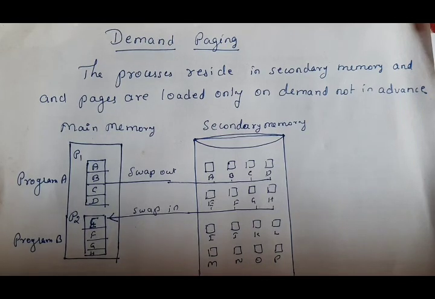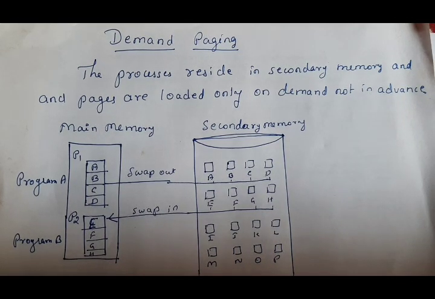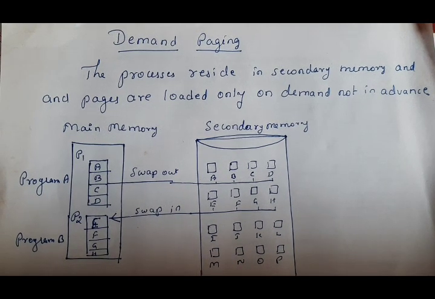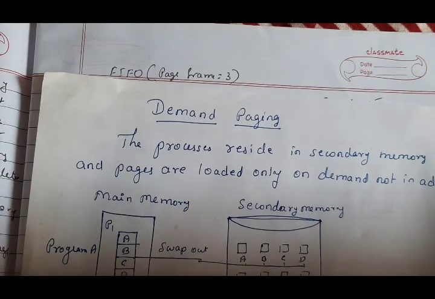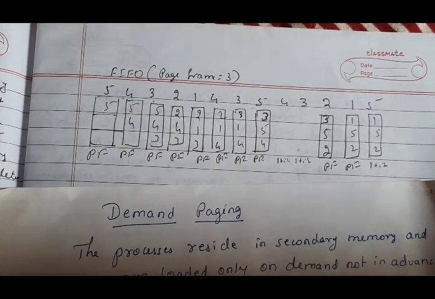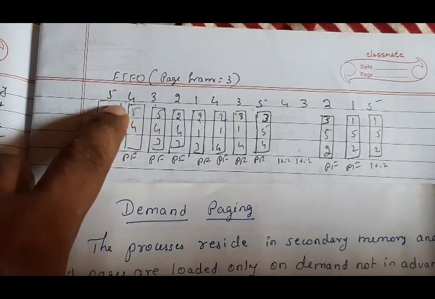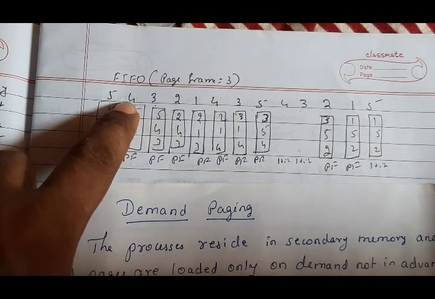Hello friends, the next topic in operating system is demand paging. What is demand paging? In previous videos you learned some page replacement algorithms. There it demands some pages. For example, here in FIFO, the CPU demands page 5, the CPU demands page 4. That is called a demand page.